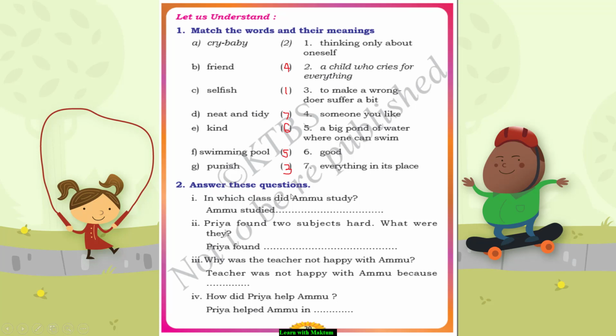Answer these questions. In which class did Ammu study? Ammu studied in class 1. Okay. Priya found two subjects hard. What were they? Priya found maths and Kannada hard. Okay. Why was the teacher not happy with Ammu? The teacher was not happy with Ammu because Ammu pushed a boy.